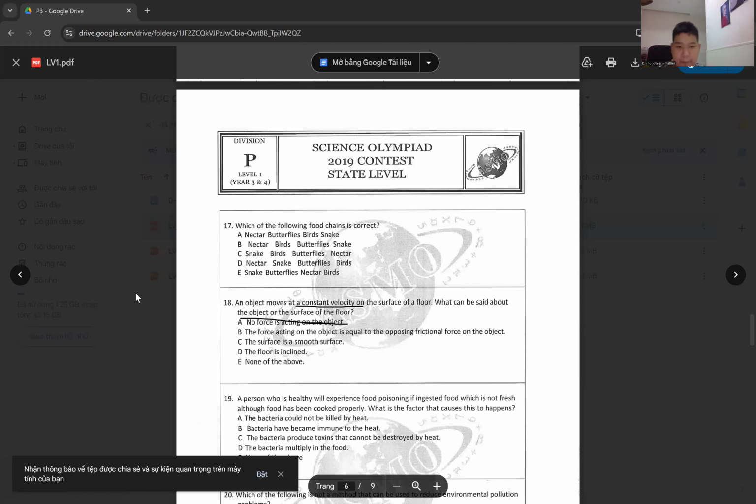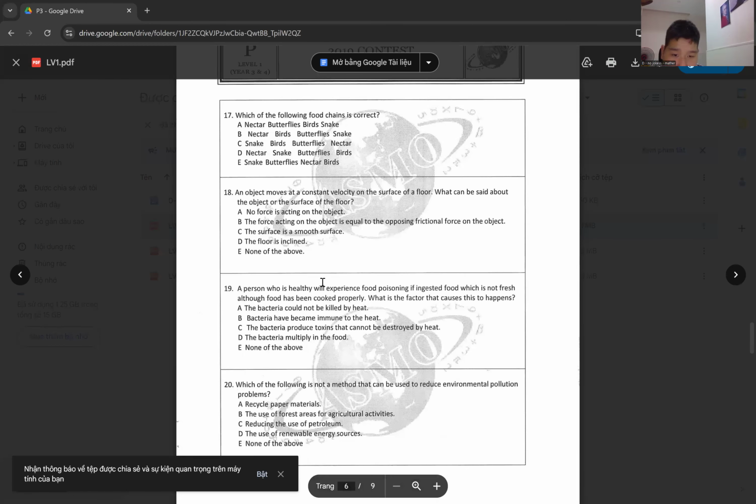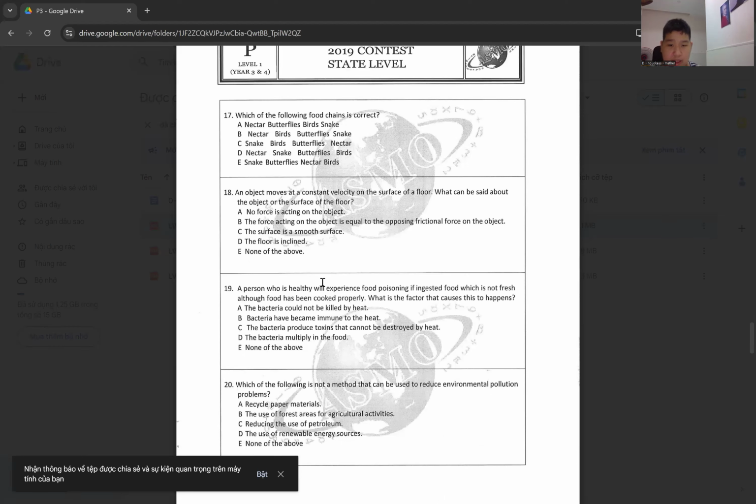A person who is healthy will experience food poisoning if they ingest food which is not fresh, although the food has been cooked properly. What is the factor that causes this to happen?